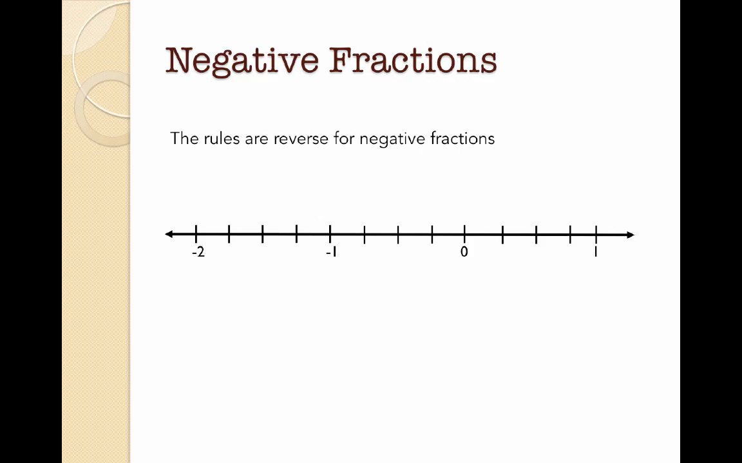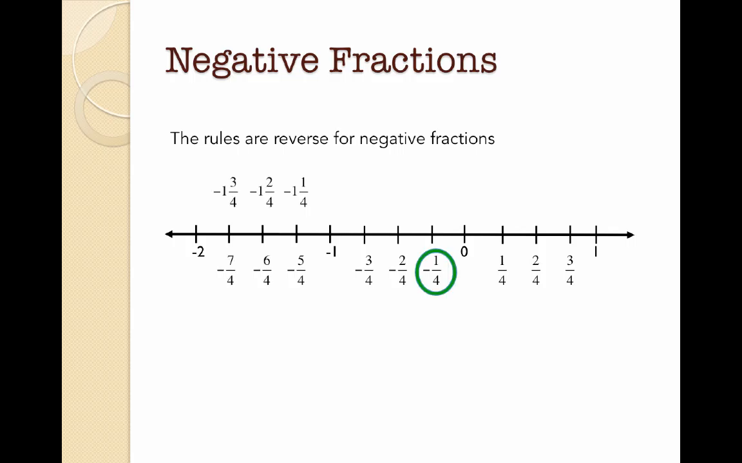What happens if we have negative fractions? Well, the rules are reversed for negative fractions, but let's have a look at this number line. This number line shows from 0 to 1 on the right hand side, but then on the left hand side we have all these negative fractions. Each whole number is broken up into quarters, 1/4, 2/4, and 3/4, meaning that all my negative fractions are just negative quarters. I can even have negative mixed numbers if I wanted to.